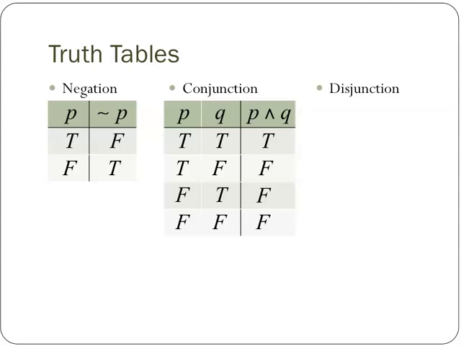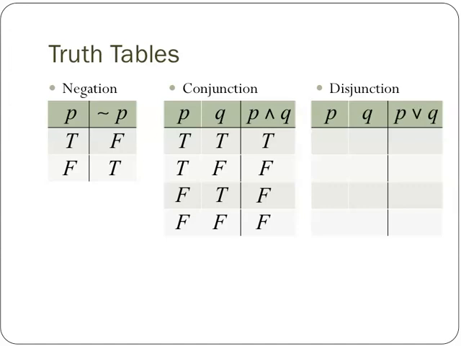Okay, for a disjunction, this is where we use the "or" connective. Again, we're going to have two component statements, P and Q, and our compound statement is P or Q. On the left here, we list all the different possible combinations of the statements P and Q being true or false. This will look exactly the same as what we did for conjunction.